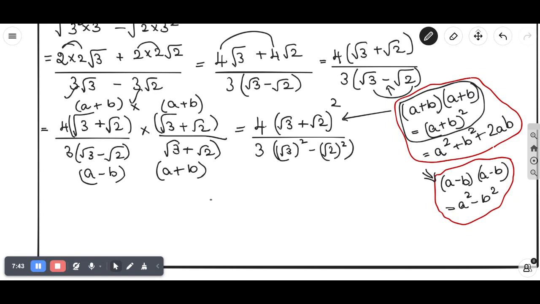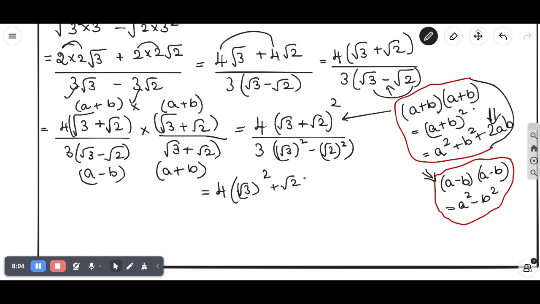Now, if you move on to the next step, write your 4 as such and let us apply this formula: a plus b the whole square is equal to a square plus b square plus 2ab. We have to write this formula. So what is your a? Root 3 the whole square plus root 2 the whole square. So that will be a square plus b square plus 2ab. So 2 times what is your a? This is your a and this is your b. So that will be 2 times root 3 into root 2.